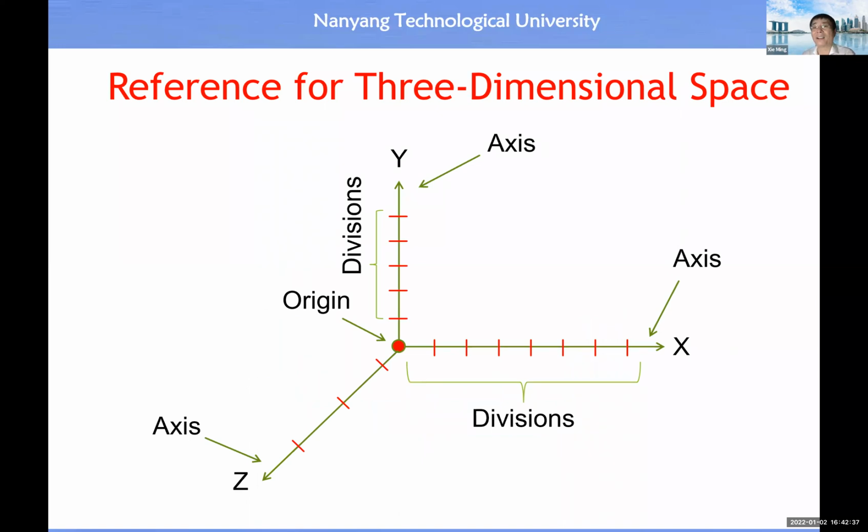In the case of studying three-dimensional space, we need three references, and each reference will have one axis, so we will have three axes. Then we can make the origins of these three axes superimposed at a common point. This is why we have a common origin. However, the directions of these three axes are orthogonal. Each axis has its division and scale.